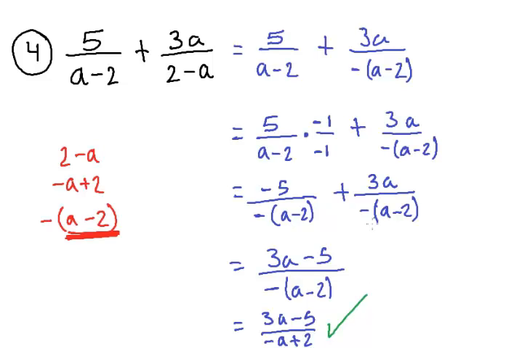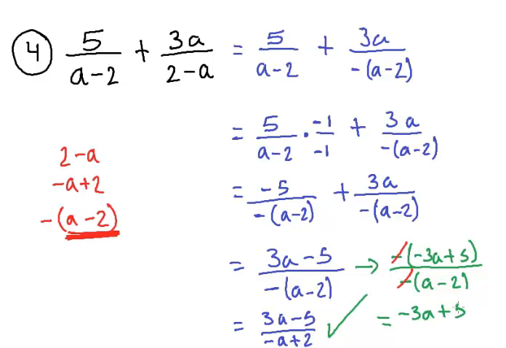There are other ways to do this. We could factor a minus, for example, from the numerator. It will leave us with minus negative 3a plus 5, for example, divided by minus a minus 2. And we could cancel both of the minuses, and that could direct us to a different answer, like minus 3a plus 5 divided by a minus 2. Both of those answers are correct. It doesn't matter if you get one or if you get the other one. They're both correct.